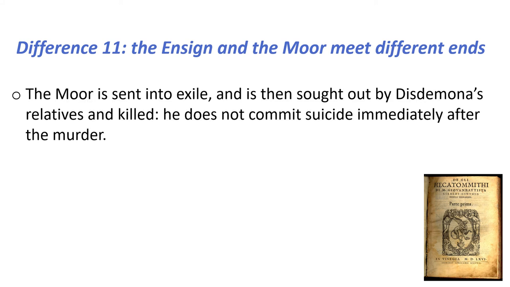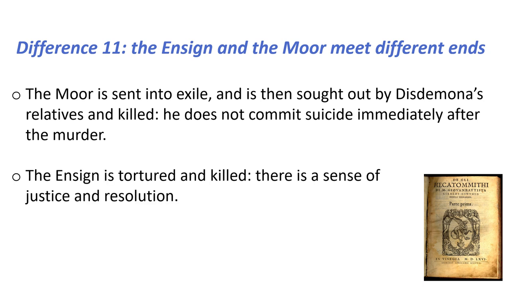So in Cinthio's version, the Moor is sent into exile and he's then sought out by Desdemona's relatives and killed. So he doesn't commit suicide immediately after the murder, which is what happens in Shakespeare's version. And that suicide in Shakespeare is really Othello admitting his guilt and giving himself a punishment for what he has done, because it's a moment of anagnorisis, a realization of the profound evil that he has committed, and he feels that because he's done this, he needs the worst possible punishment. And in the Christian kind of worldview, committing suicide at the time anyway was seen as sending someone to hell. So Othello essentially sends himself to hell.